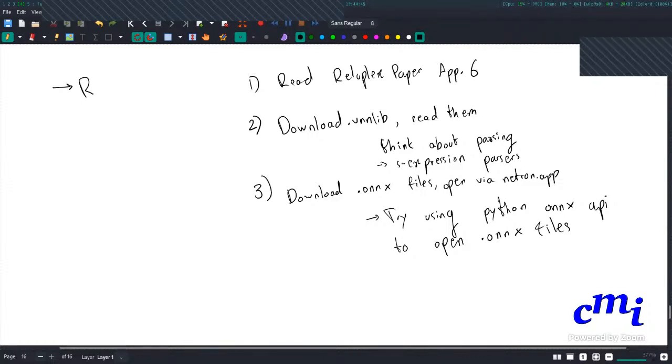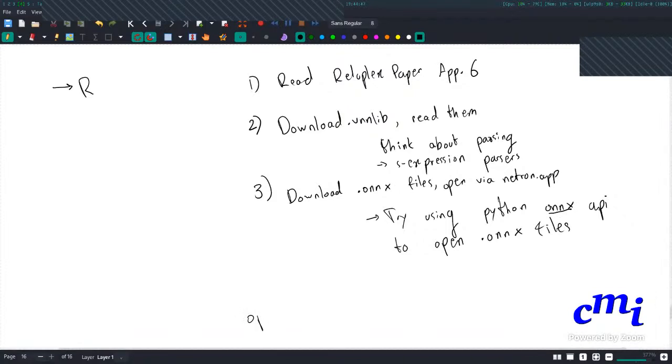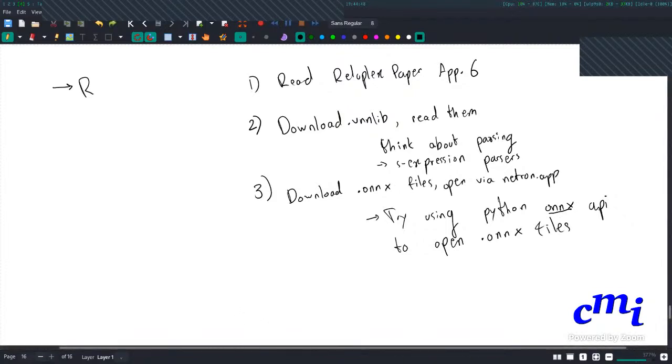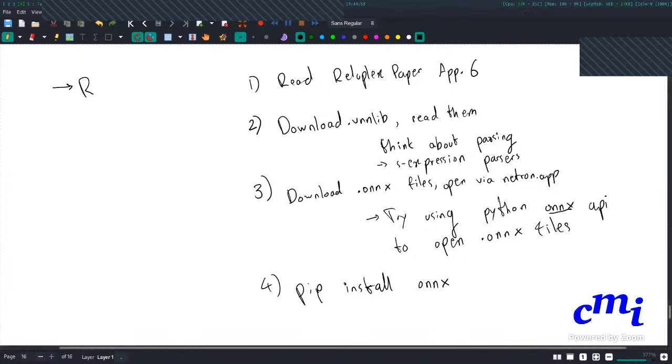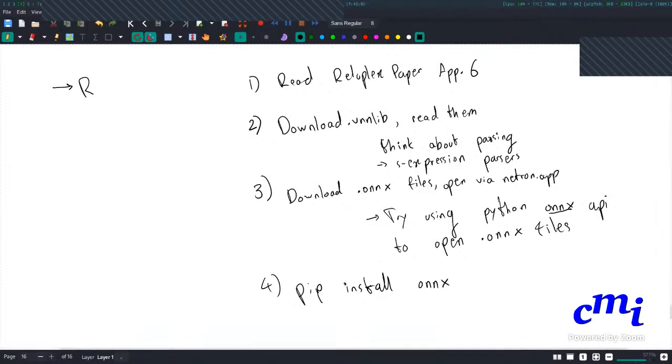But yeah, there is this ONNX API. The ONNX API, you should install this. This is just pip install. Sure. I'll put a link of all of these. I'll put these instructions up as well. But yeah, try all of these things. Okay. So any questions?